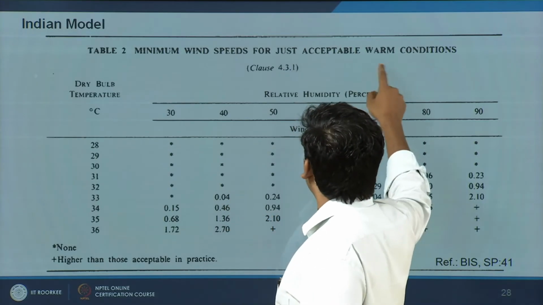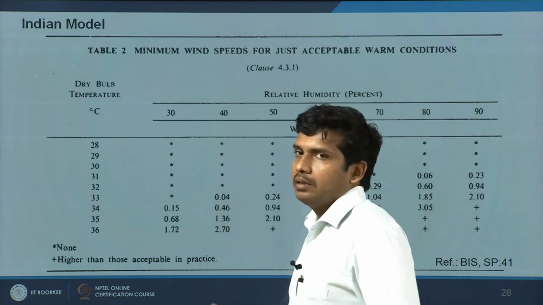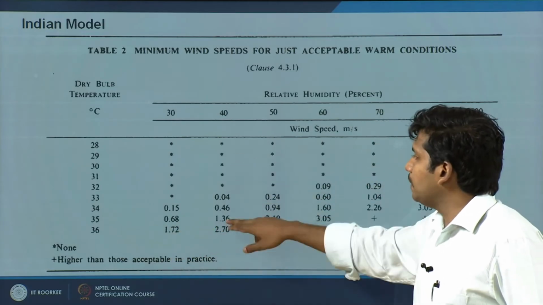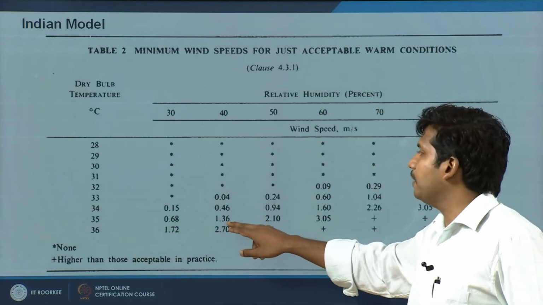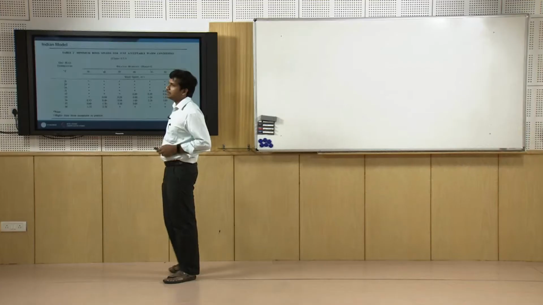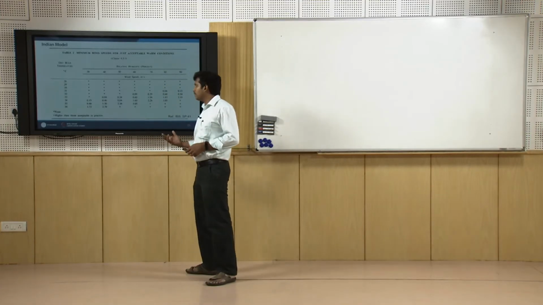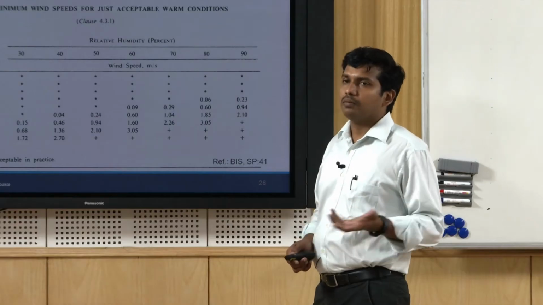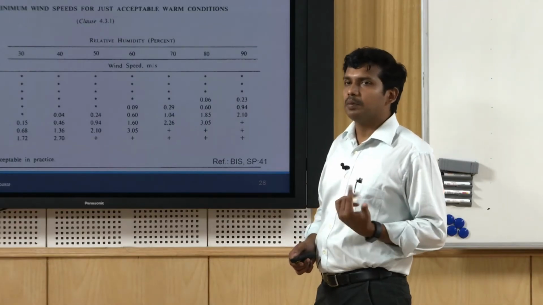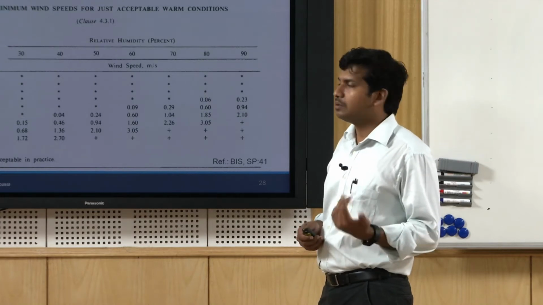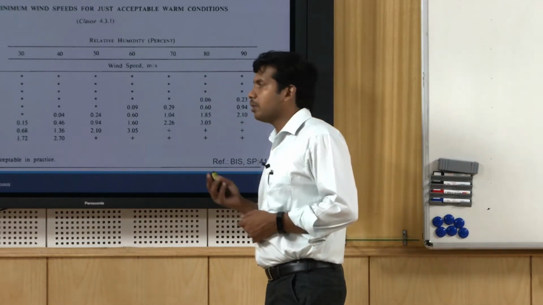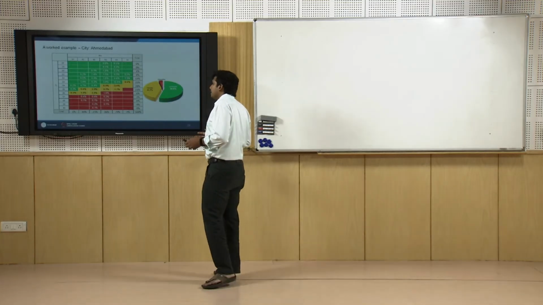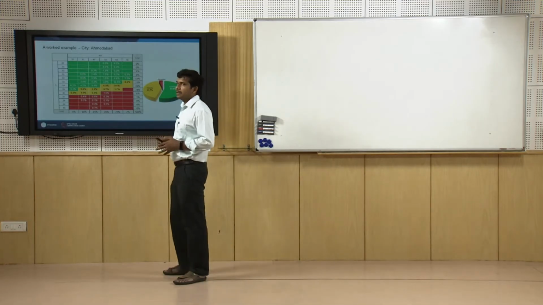There is a term called acceptably warm, which means it is okay, you can accept it. At 35 degrees and 40% humidity, you will need around 1.5 meter per second air velocity. Typically with a ceiling fan, pedestal fan or table fan, in the vicinity of the throw you will get around 1 to sometimes 1.5 meter per second air velocity. If you are really close to a pedestal fan, you will be able to manage 1.5 meter per second air velocities.